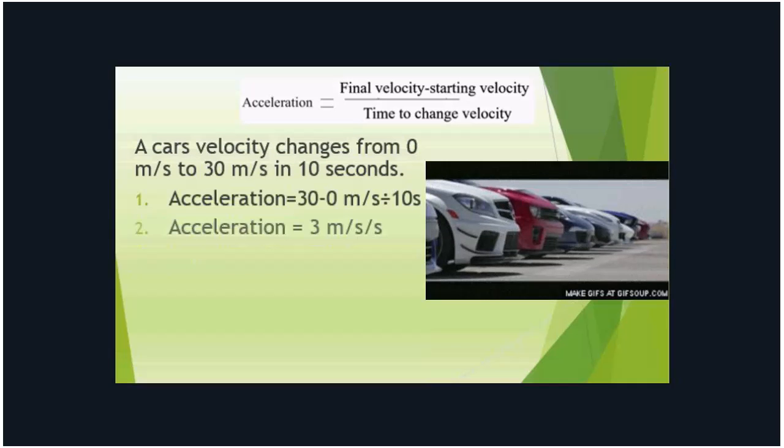Which means that every single second that car drives, so at 0 meters per second, 1 second later, it should be going 3 meters per second. Another second later, it should be going 6 meters per second. And another second later, it should be going 9 meters per second. So it speeds up 3 meters per second every second. It's positive because they sped up their speed from 0 to 30. The number got bigger. It's also positive because you got a positive number on your calculator. There's 2 ways to check your answers.